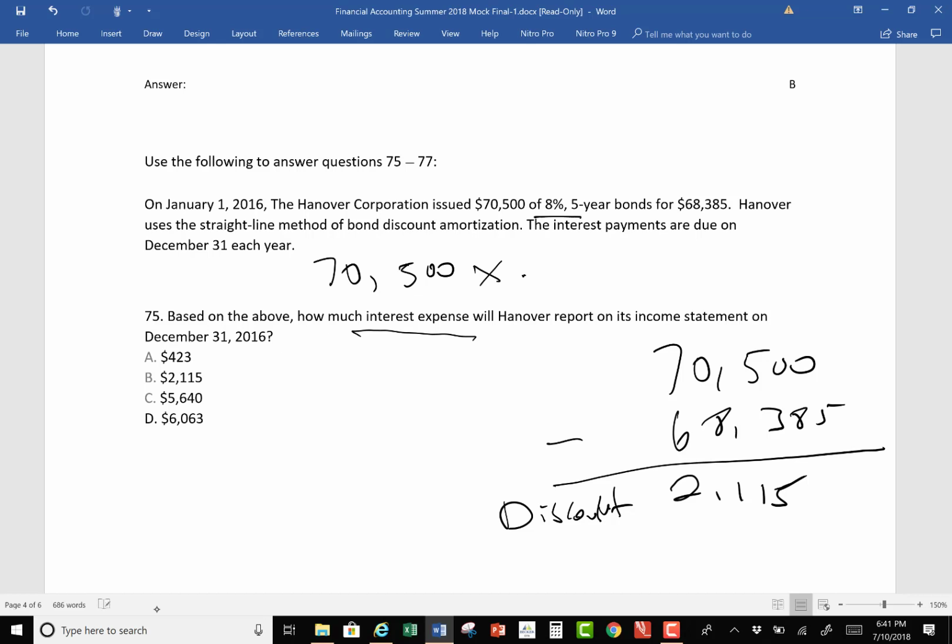Okay, times 0.08 then? That's it? It's asking for 1 year, isn't it? It's asking for 1 year. So do I need to do anything else here to get the cash? So the cash interest is how much? $5,640.